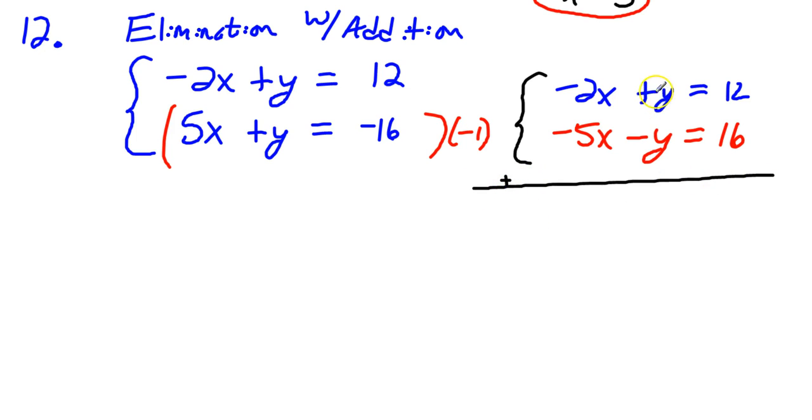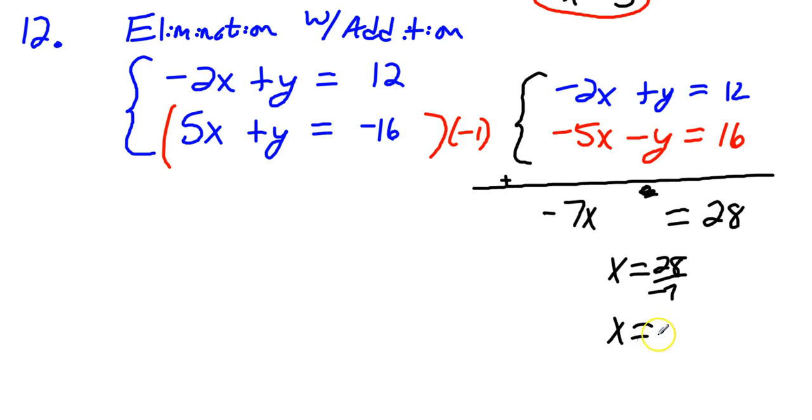Okay, and as long as these signs are different, where you've got one positive, one negative with the same number, now we can just start adding everything up. Negative 2, negative 5 is negative 7. The y's drop to 0, which is what we want. 12 plus 16 is 28. When we take 28 and divide it by negative 7, x is negative 4.